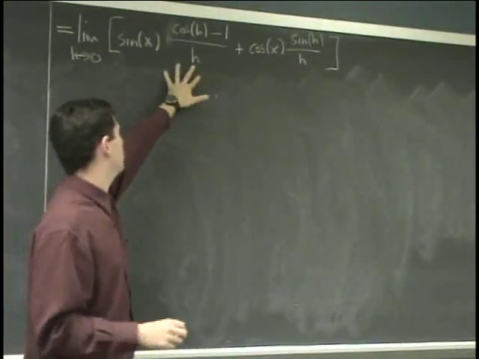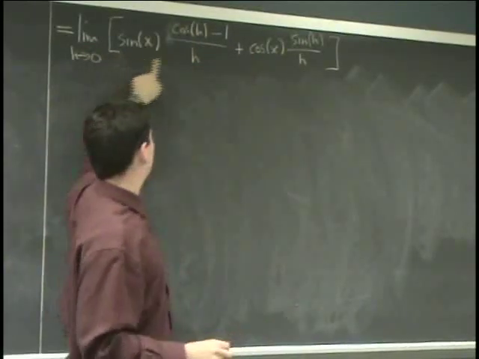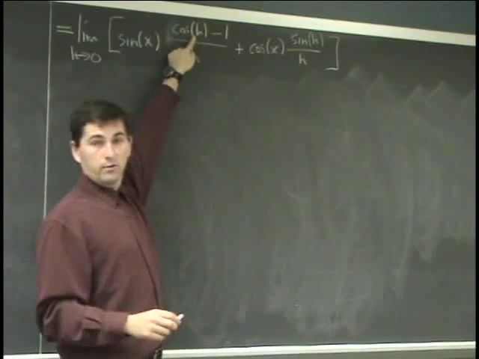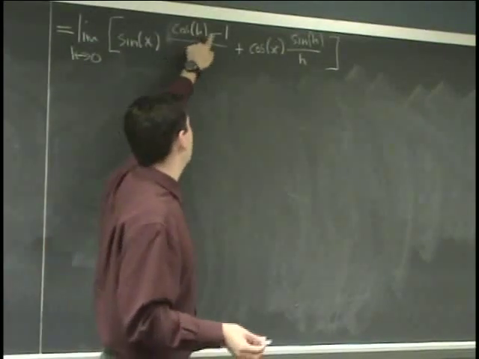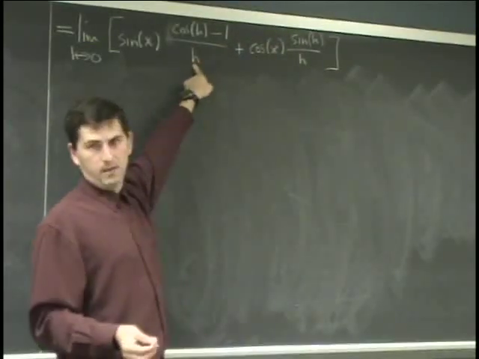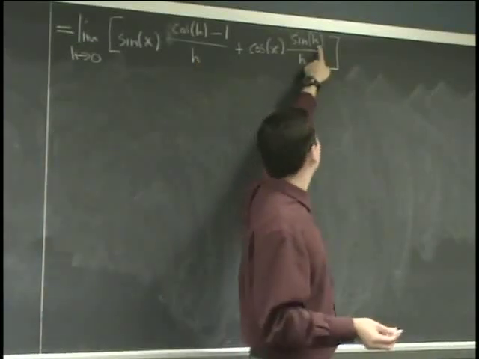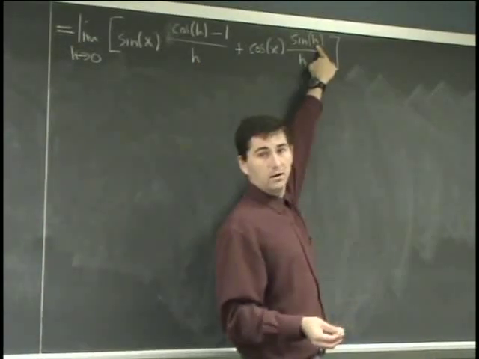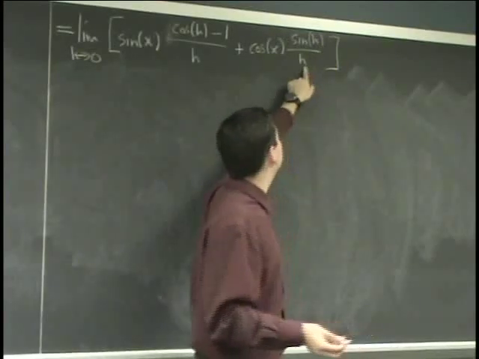So I need to determine what the limit as h goes to 0 of this is. Now, as h goes to 0, cosine goes to what? 1. Okay, so this goes to 1 minus 1, which goes to 0, and this goes to 0 on the bottom. Ooh, that's no good. And this one, is sine, as h goes to 0, what happens to sine of h? It goes to 0. And h goes to 0.